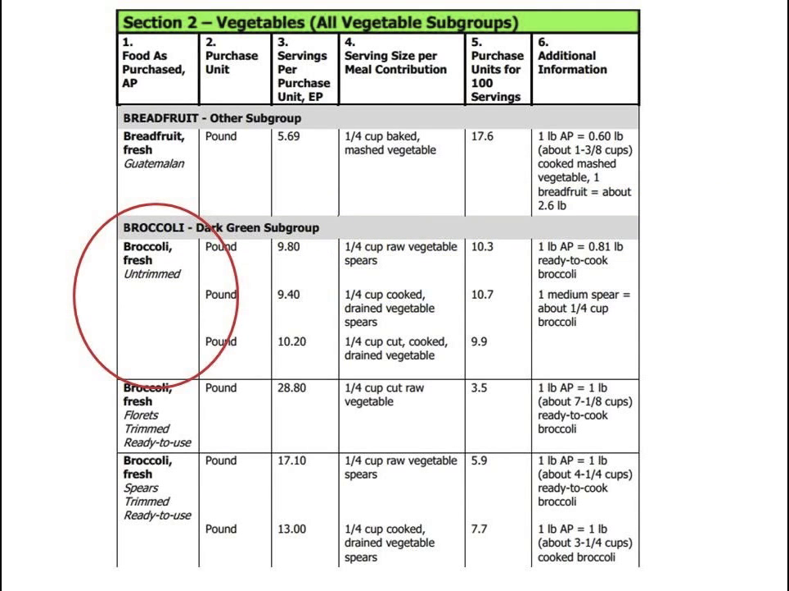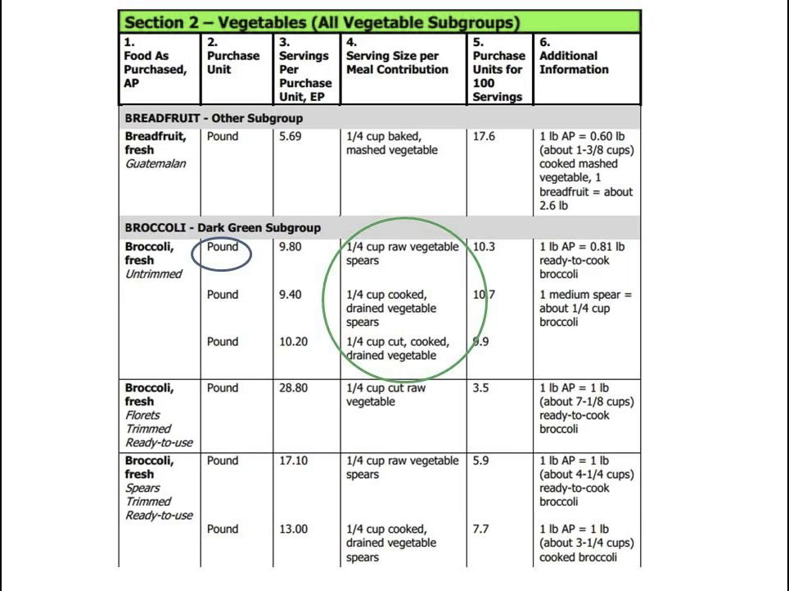Using the food buying guide, we can convert the weight of untrimmed broccoli into 1/4 cup servings. The number in the blue circle refers to how you buy the product, so this is telling us that broccoli is purchased by the pound.